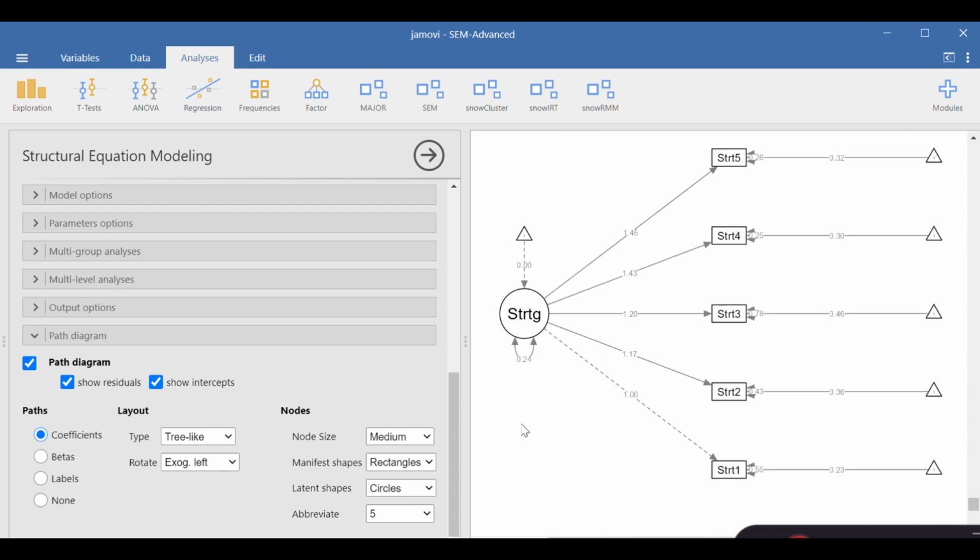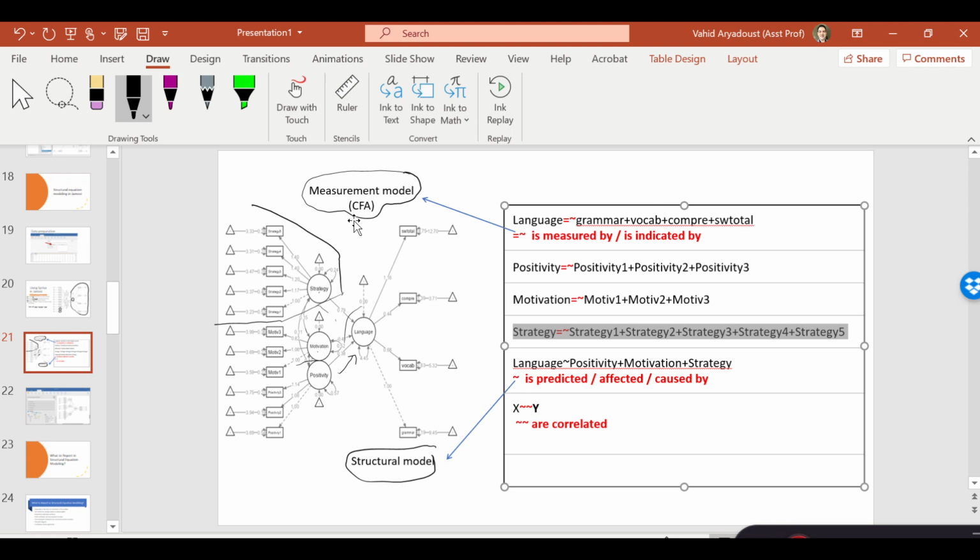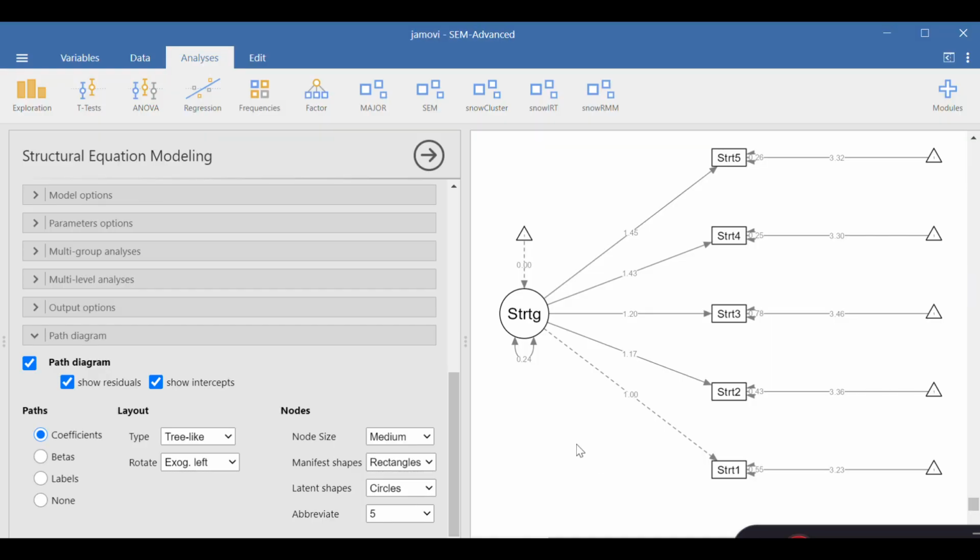Now, the good thing is that we have run all of these CFA models. In your reports or your papers or thesis or anything that you're writing, you're supposed to provide the fit statistics for each of these measurement models. One for language, one for positivity, one for motivation, and one for strategies. Let's assume that you have already done that. What will be the next step?